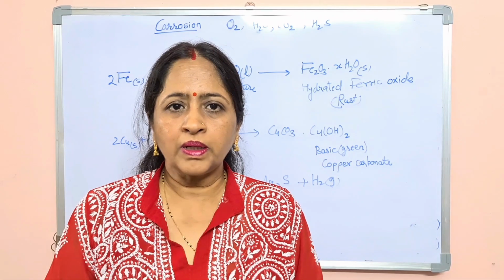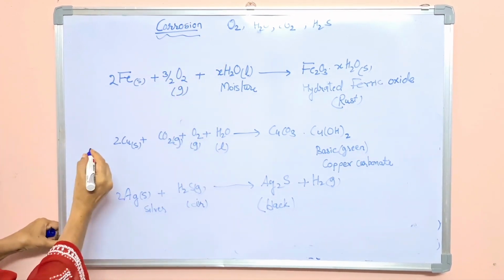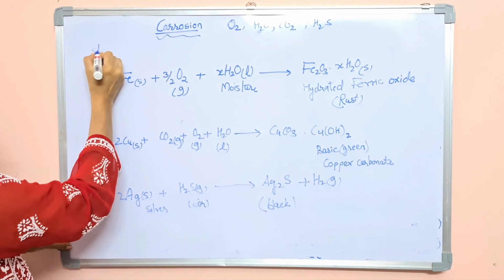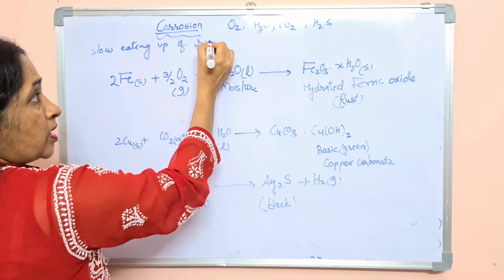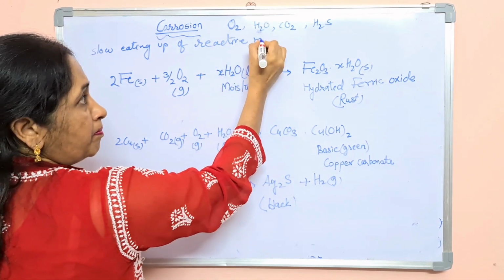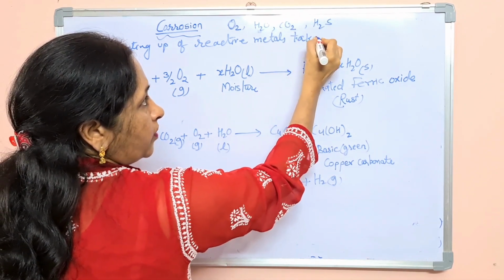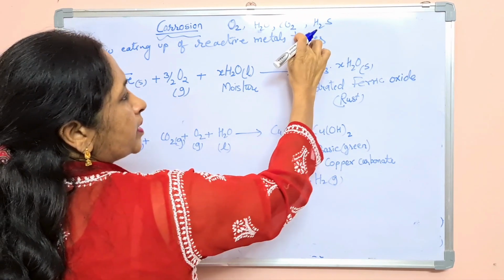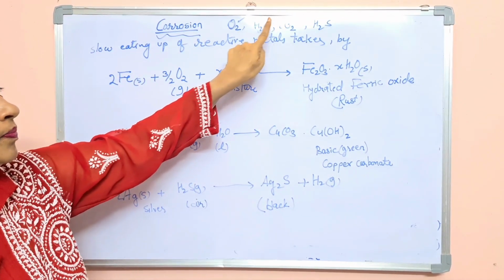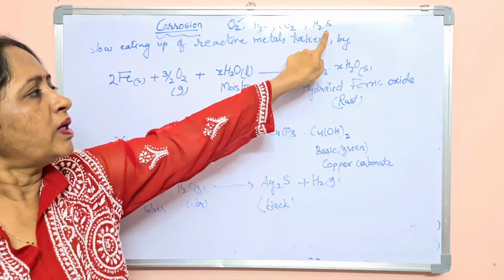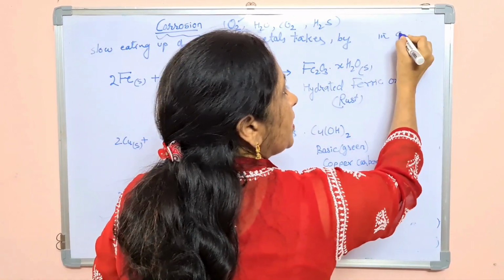Now let's move to the next topic, which is corrosion. Corrosion is the process in which slow eating up of reactive metals takes place by oxygen, humidity, carbon dioxide or hydrogen sulfide present in the atmosphere.